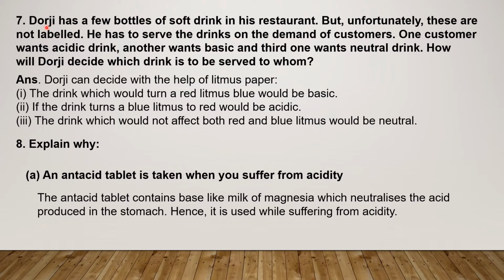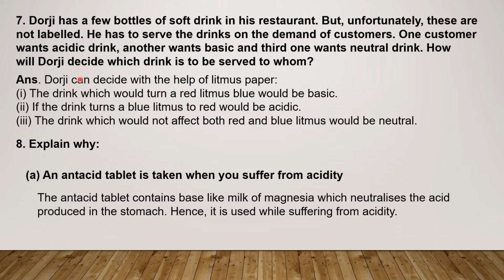Okay, so this person, Dorji, has a restaurant and he has to serve three drinks. One customer needs an acidic drink, one needs a basic drink, and another needs a neutral drink. But he is confused. He wants to decide which drink is to be served to whom. He wants to identify which drink is acidic, basic or neutral. So how can he do that?